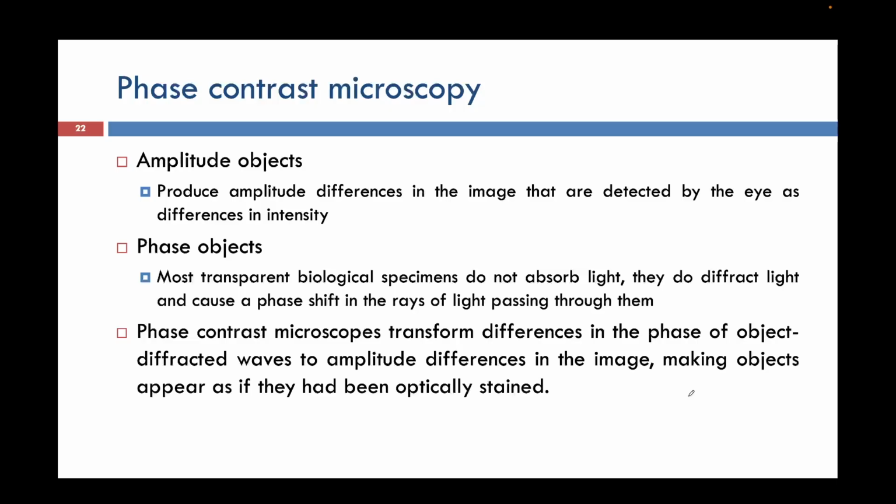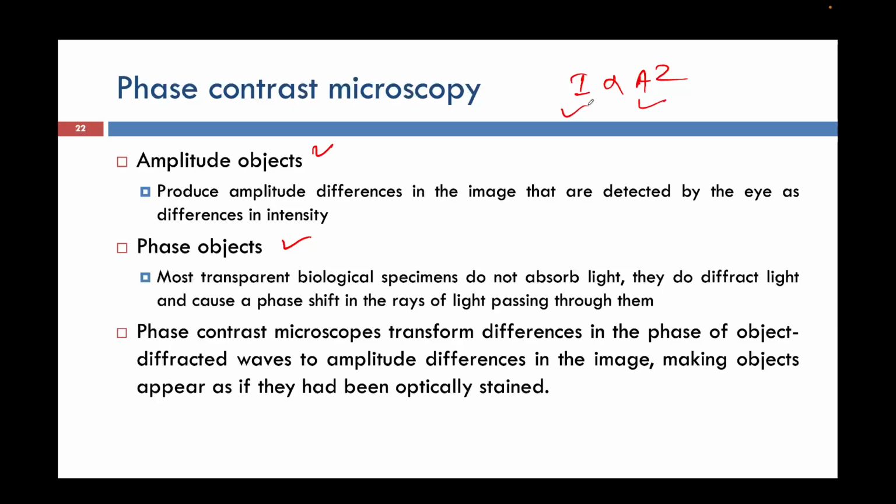Before that, there are a few terminologies we have to go through. One is amplitude objects, another is phase objects. When you keep these amplitude objects in the path of a wave, an amplitude difference will be there first of all, and since intensity is directly proportional to amplitude square, an intensity difference will be there as well.